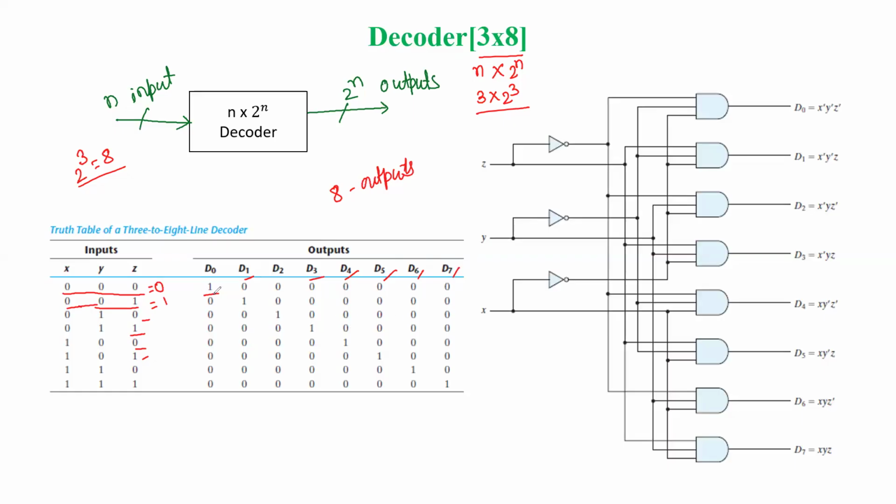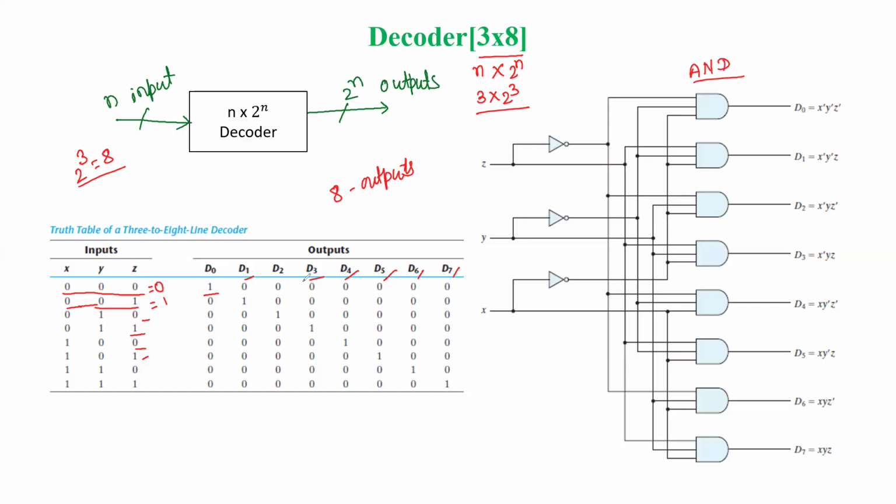If you observe the truth table for the 3 to 8 line decoder, all diagonal elements are 1, remaining are 0. This can be implemented with the help of logic gates. For that, we require inverters and AND gates. So here we are using the AND gates.